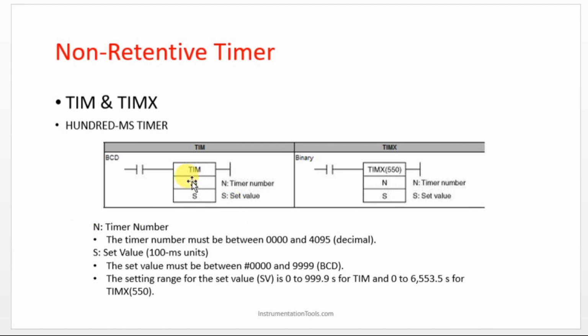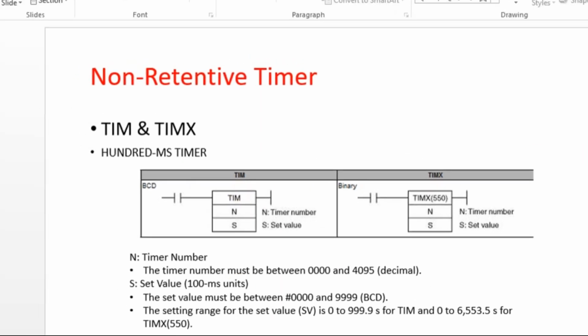Here N is the timer number, which starts from 000 to 4095, right? And S is the set value. Here you give how long your timer has to run, the time duration. For the BCD type timer you have one range, and for the binary type timer you have another range. Look at this, you have a range. So let's see how to use this timer in the CX programmer.